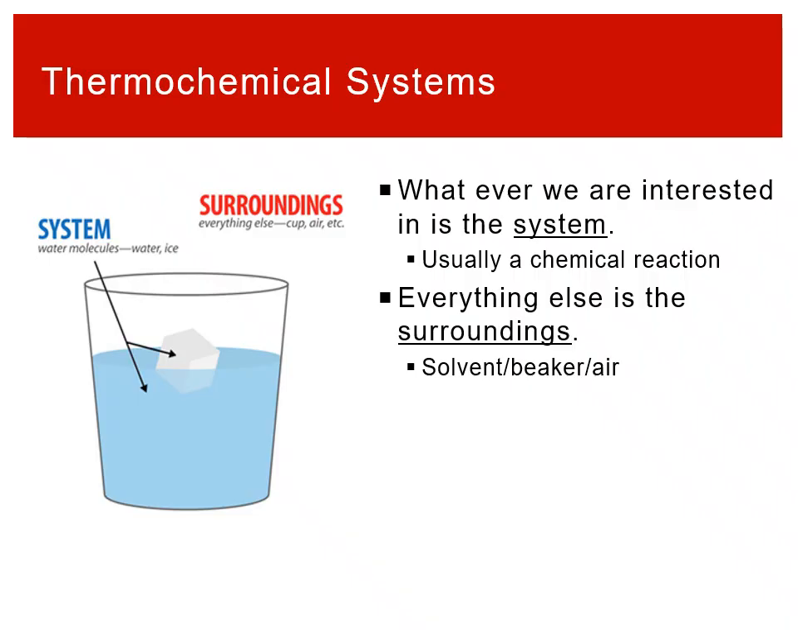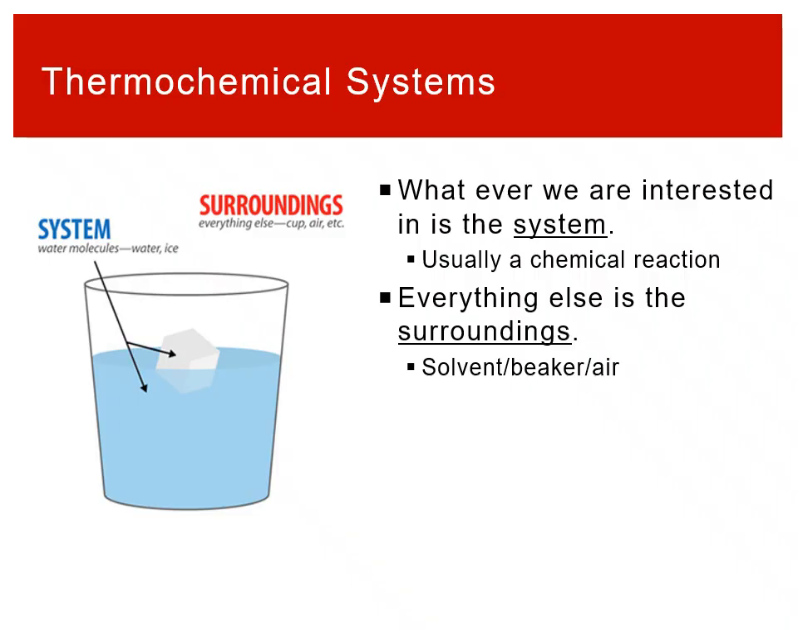Generally, when we are talking about thermochemical studies, we're usually interested in something that we're going to call the system. This would be something that we're focused on. That's usually going to be a chemical reaction for us. In fact, for us, it's just going to be a chemical reaction moving forward. There are cases we've talked about in General Chemistry 1 where it's maybe a liquid or a solid that's not changing in that way. But everything else is the surroundings. So you'd have, say, a chemical reaction in a solution. The solvent and the beaker and the air are the surroundings.